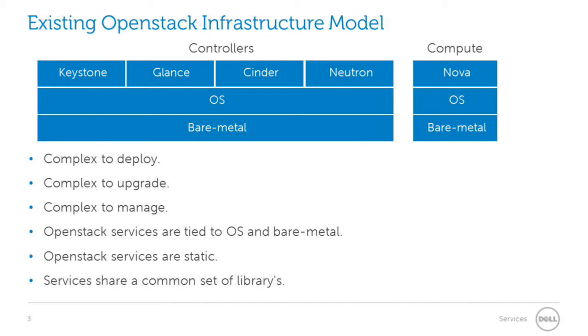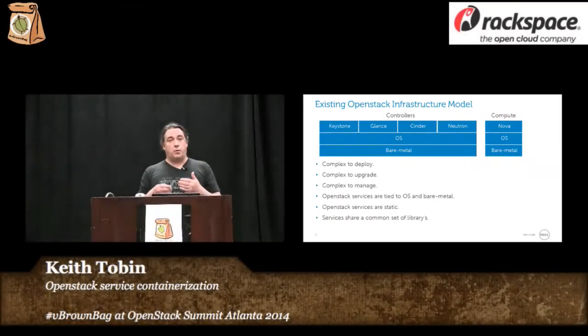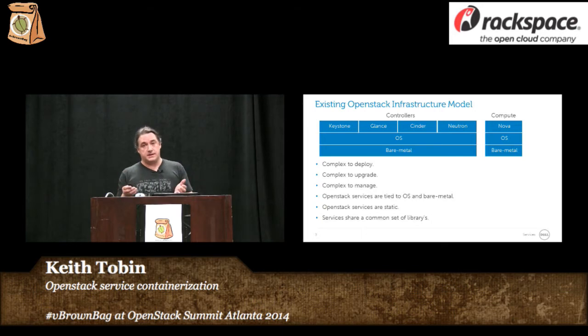Tying these services to the operating system and to the bare metal causes complexities: complexities around deployment, around upgrade, and around management. And it makes them very static. The services have a tendency to be deployed onto the bare metal or onto the OS, and they pretty much live in that mode. They don't move from server to server. They don't respond to the ever-changing throughput of API requests, the workload of OpenStack itself. They're not responsive.